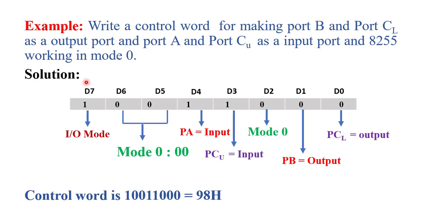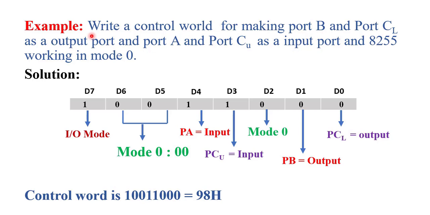So here I explained how we write a control word. In my previous video, where I explained mode 0, mode 1 and mode 2 operation in detail, I also explained how we write a control word. Here I give an example of how we write a control word, or how we program 8255 according to the given condition. This example is very important from the university exam or competitive exam point of view.